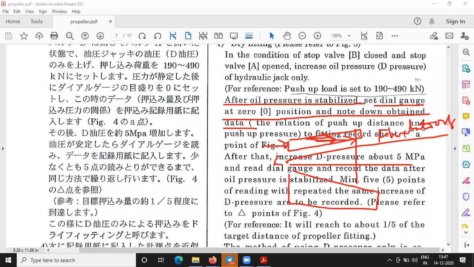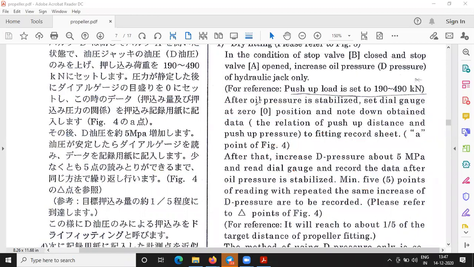Sir, when there is no fluctuation in the pressure, how are we plotting the graph between push-up pressure versus push-up distance? Sir, see here, they are not talking about the fluctuation. They are talking about after the oil pressure is stabilized. What do you mean by the oil pressure is stabilized?